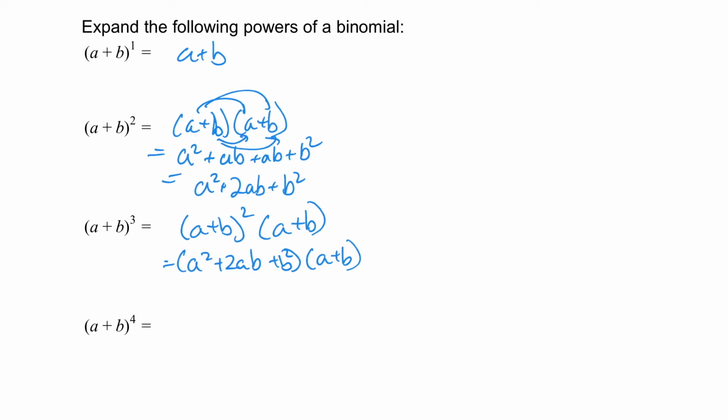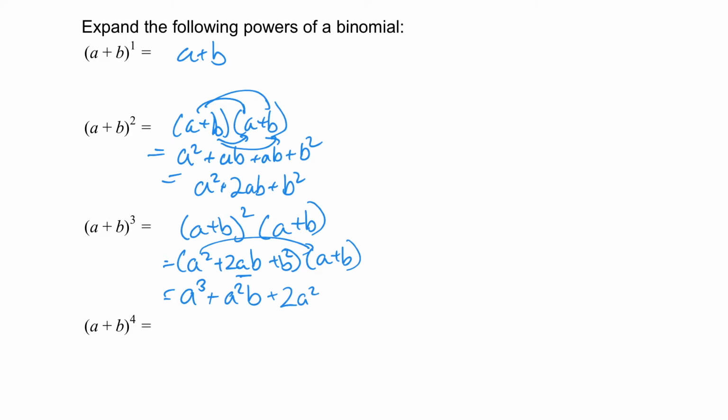This is now a trinomial times a binomial. We have to do 6 multiplications, and then I'm going to simplify. So bear with me as I go through this. So this is a cubed. And then I'm going to do a squared times b. Then the next term we're going to get plus 2a squared.